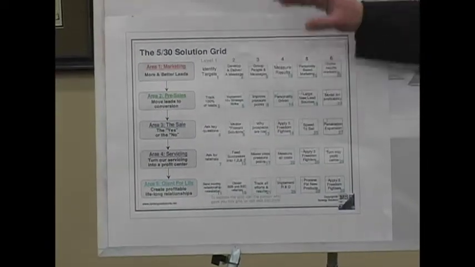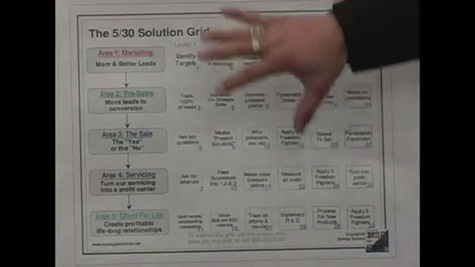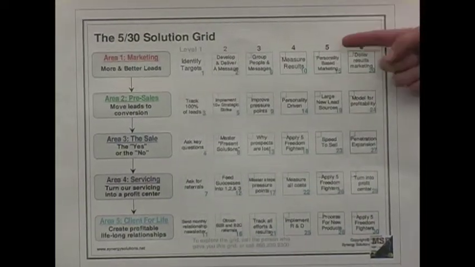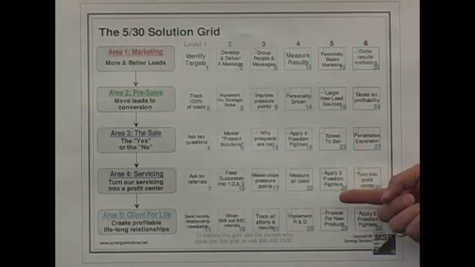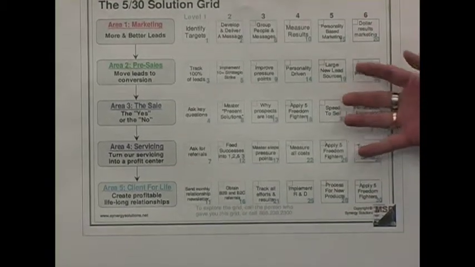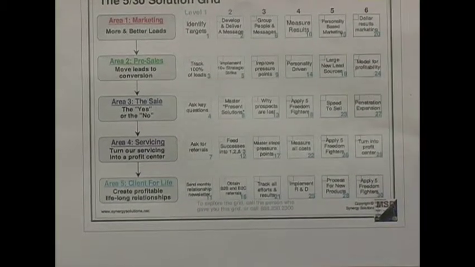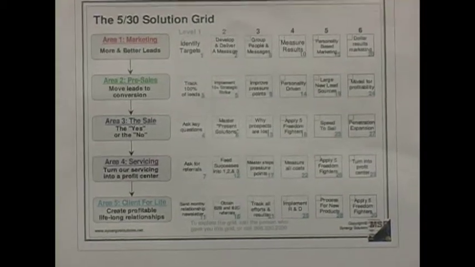If you look at this as a map, and you fly overhead, you can see all of the squares. Each of these represents an area: marketing, pre-sales, the sale, servicing, and client for life. Each of those has different specifics. As you fly down towards the city, you can see them with greater detail. And as you land and walk around in each square block of the city, you can see all the detail: the people, the faces, the street lights, the sidewalk.